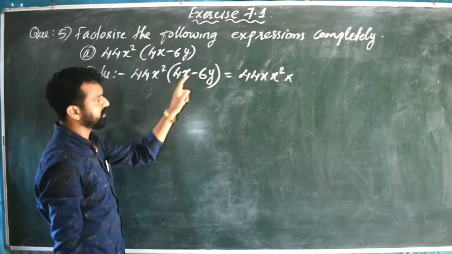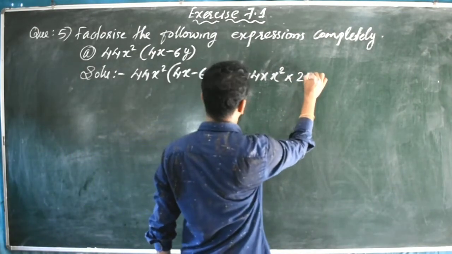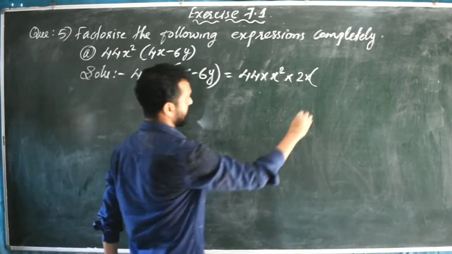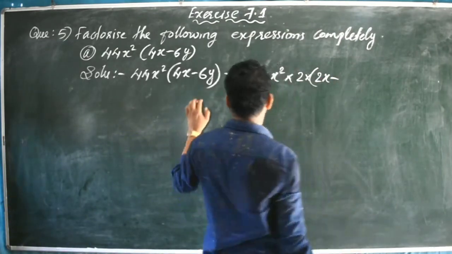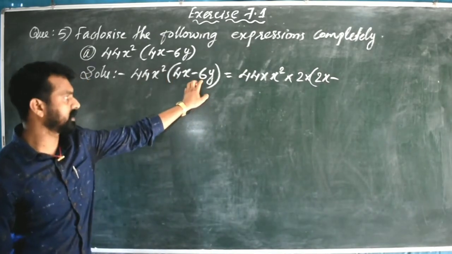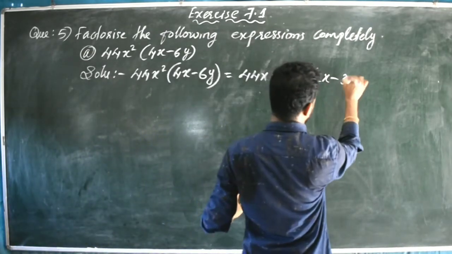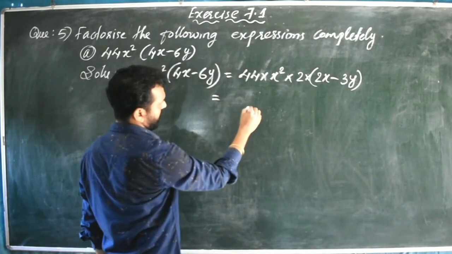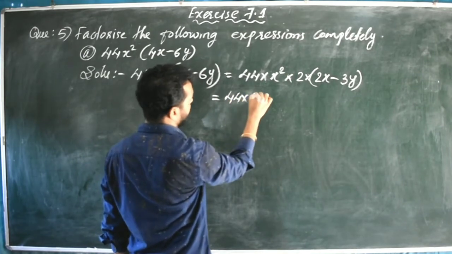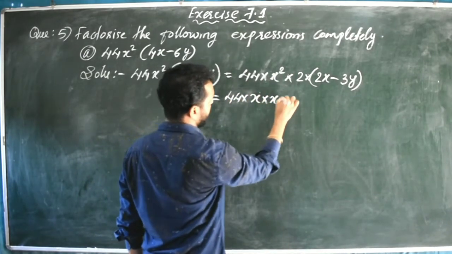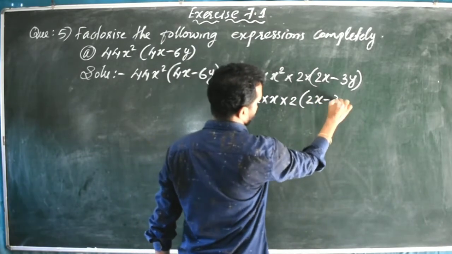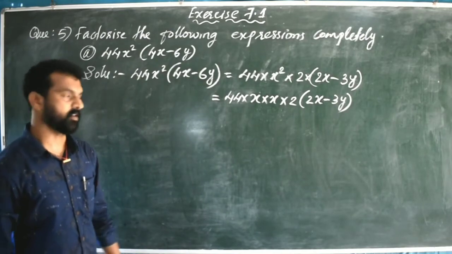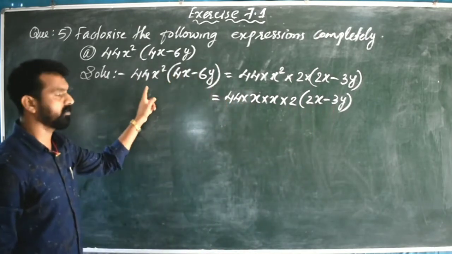From here, 2 we can take out as a common factor. 2 into, 2 2's are 4 into x, that is 2x will come inside, minus, from here 2 we have taken outside, then 2 3's are 6, so 3y will come, 2x minus 3y. Then that is equal to 44 into x square, x into 2 into 2x minus 3y. Again from there we cannot take out any common factor, so 2x minus 3y is a factor of this algebraic expression.